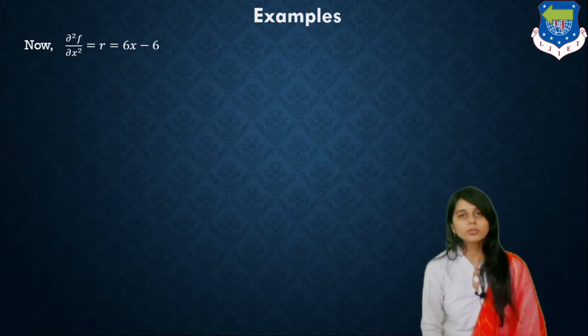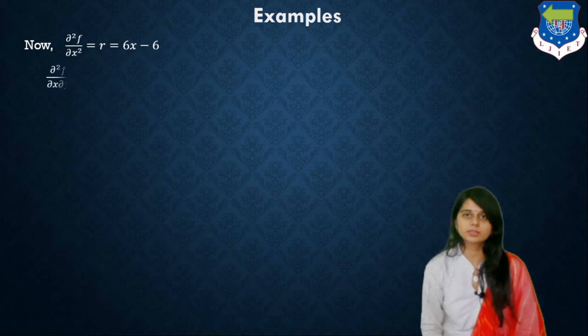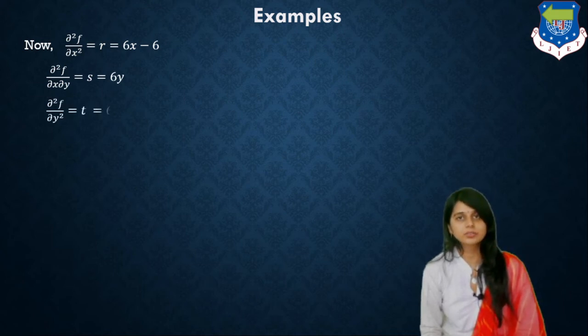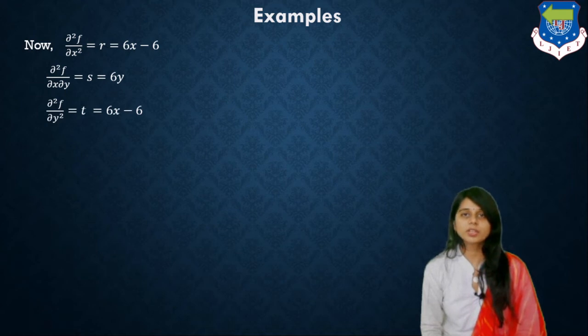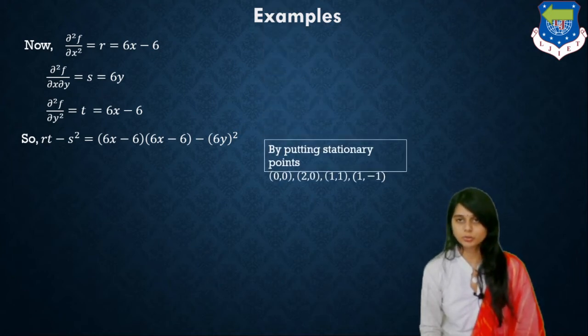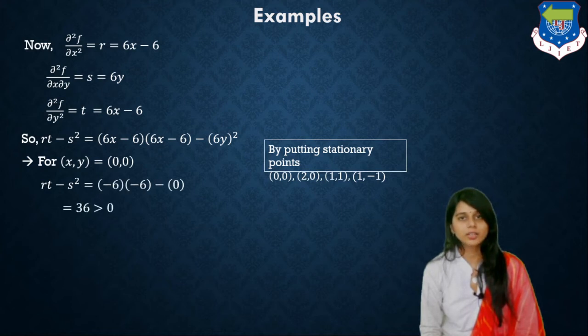For that, we have to find del square f upon del x square as r, so we get 6x minus 6. Del square f upon del x del y is s, we get 6y. Del square f upon del y square equal to t is 6x minus 6. Now what is rt minus s square? It is (6x minus 6) into (6x minus 6) minus (6y) whole square. By putting the stationary points (0, 0), (2, 0), (1, 1), (1, minus 1) for x, y: at (0, 0), we get rt minus s square equal to 36, which is greater than 0.